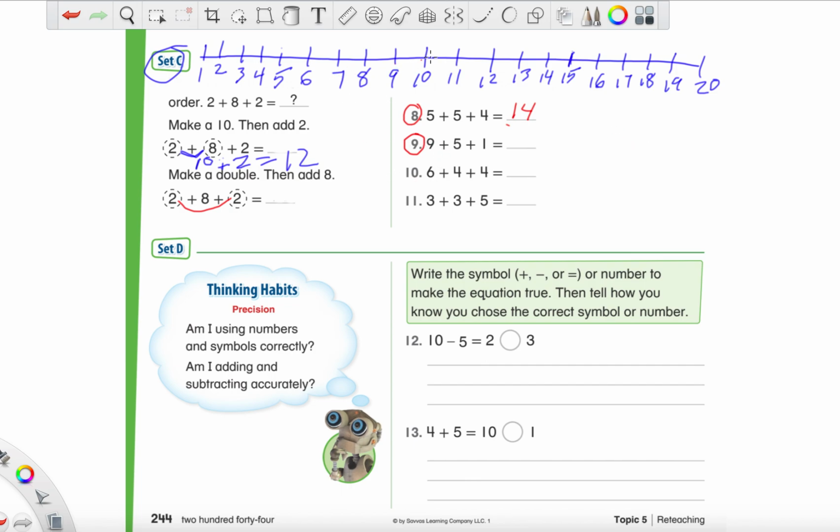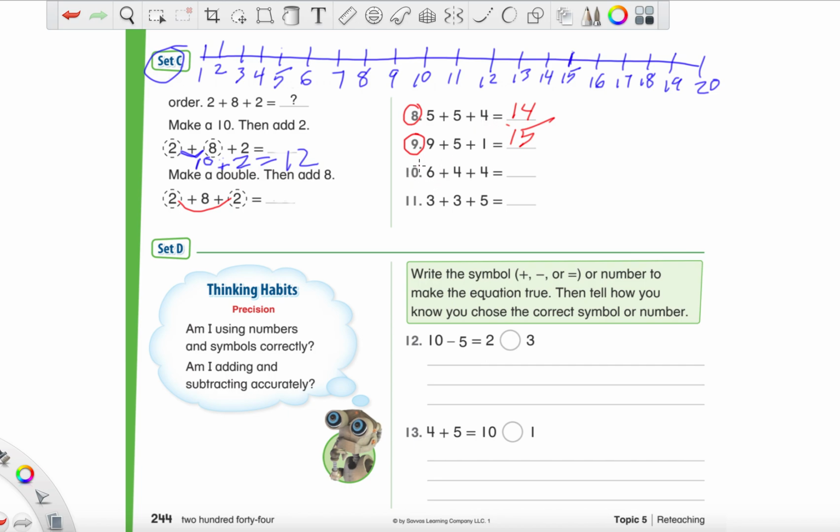So 9 plus 5, I start at 9. And I'll make 5 jumps. 1, 2, 3, 4, and 5. So I used 9, I used 5. I just need to add one more jump because my last number is 1. And 1. I land on 15. So now I know that 9 plus 5 plus 1 is 15.